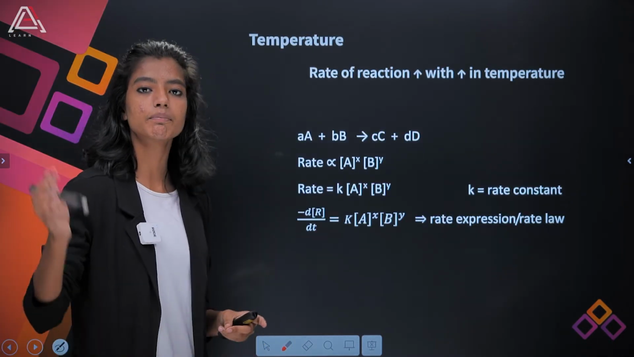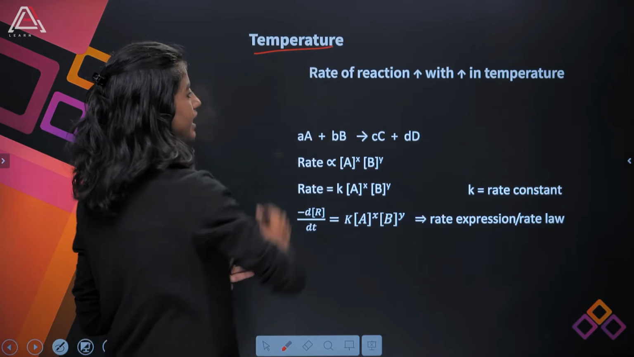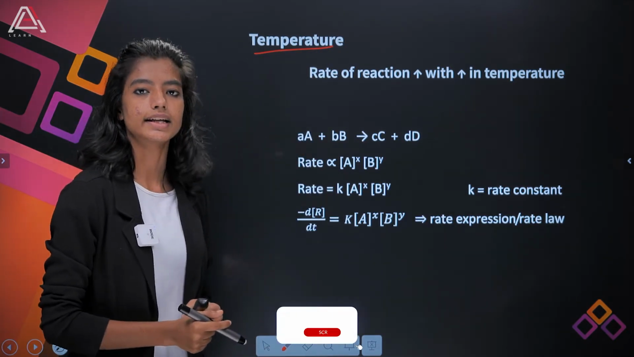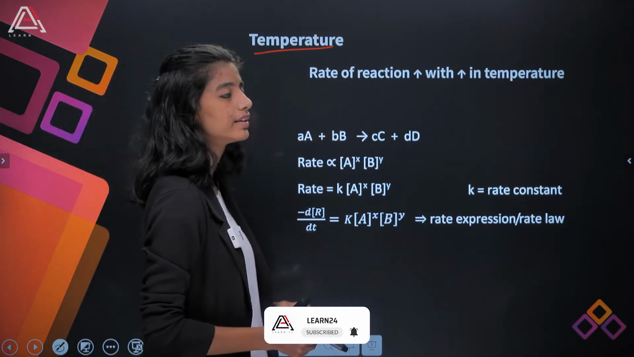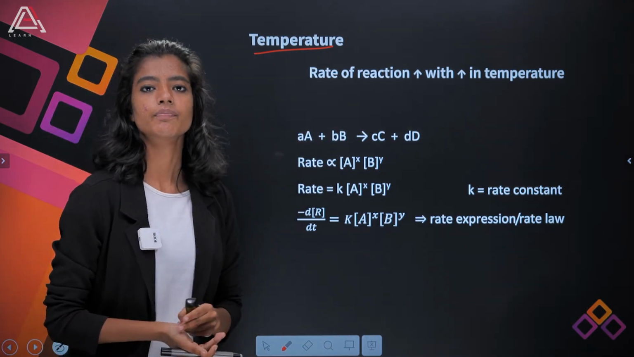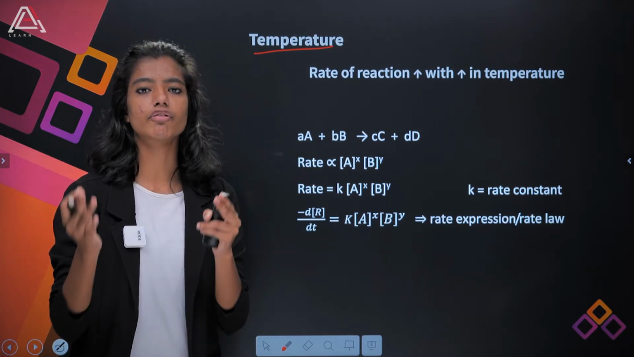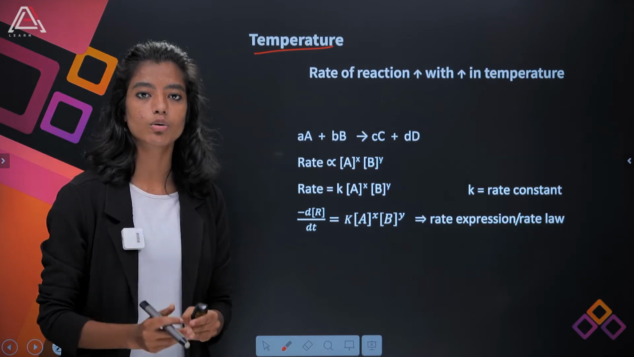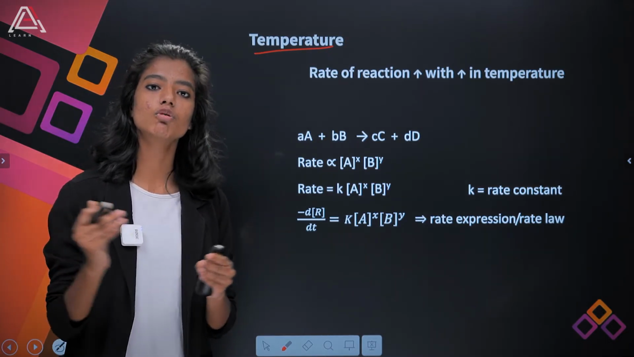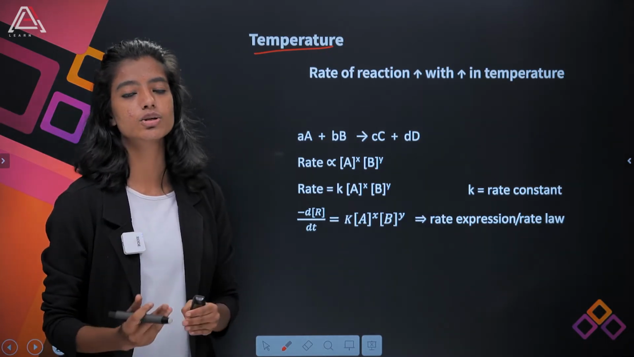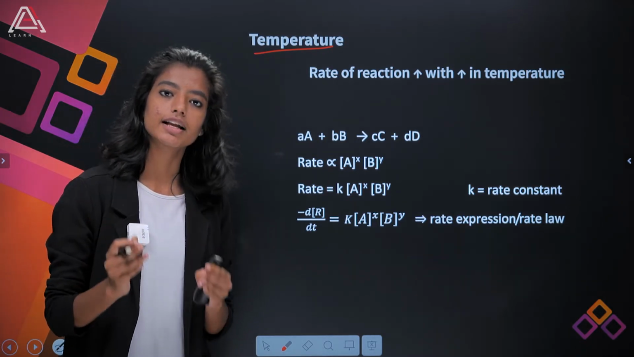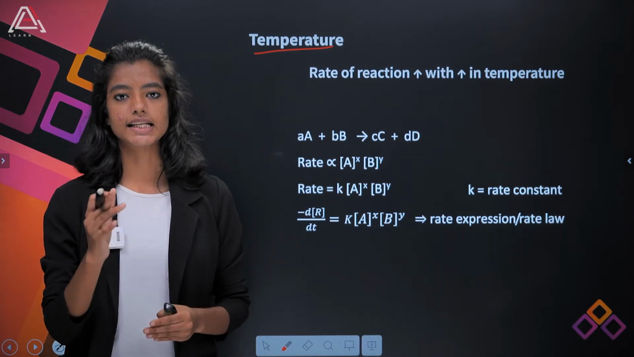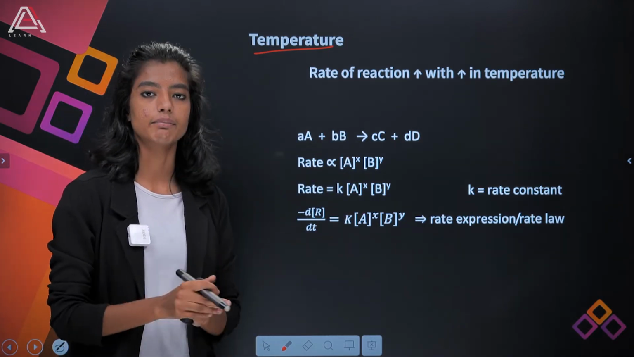Now the next important factor is the temperature. As the temperature increases, the rate also increases. The rate of reaction increases with the increase in temperature. If I increase the temperature of a chemical reaction, the collisions will be more because the molecules will acquire more kinetic energy. They will move faster, so the chances of collision are more. Hence, the chemical reaction speed also increases.